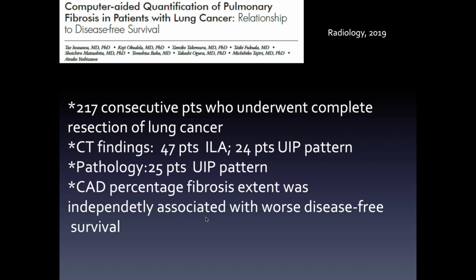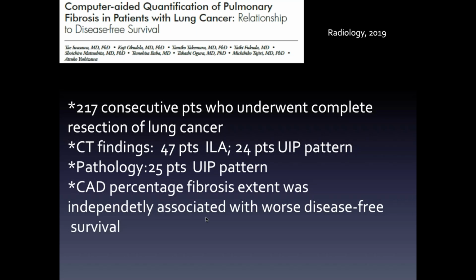This is a very recent paper published in Radiology. They found that using a computer-aided quantification of pulmonary fibrosis, the cut-off percentage of fibrosis extent was independently associated with worse disease-free survival. So the presence of ILA with fibrosis is a predictor of worse prognosis in patients with lung cancer.